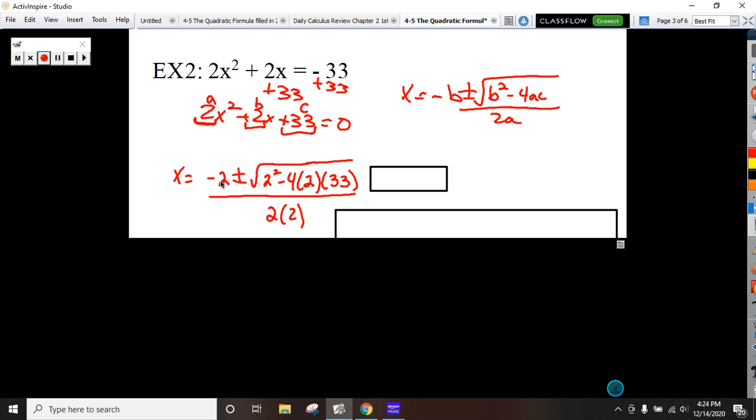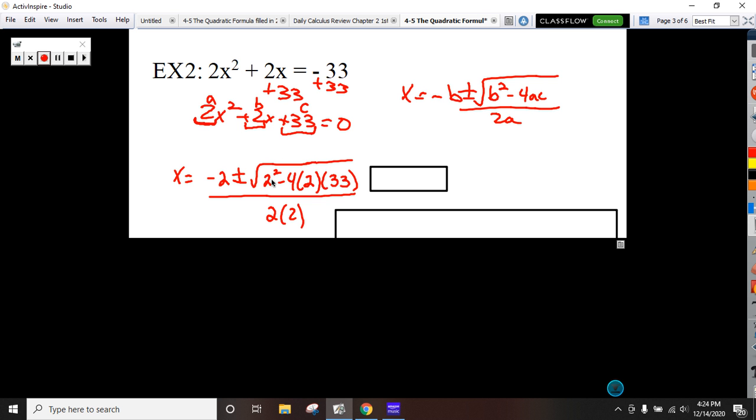So I have my -b, so since b was positive, it's -2 here, so we have plus or minus square root of b squared minus 4 times a times c all over 2a. So the next thing I'm going to do, and I have it written off to the side. Sometimes I write it just above the square root. I do that a lot.